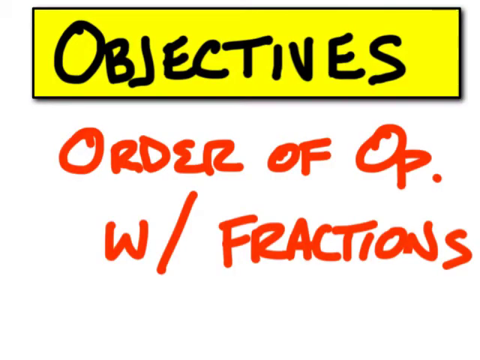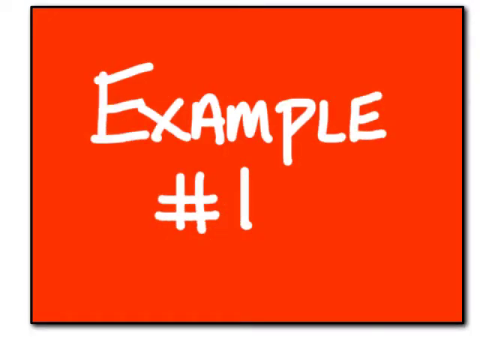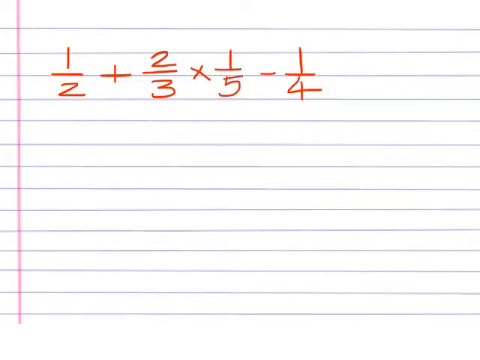Objectives for today: order of operations with fractions. Example number 1. 1/2 plus 2/3 times 1/5 and then minus 1/4. Do what's in the middle first. Multiply 2/3 by 1/5. And when you do that, it's 2 times 1 and then 3 times 5.